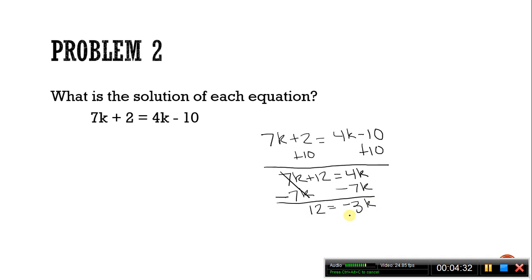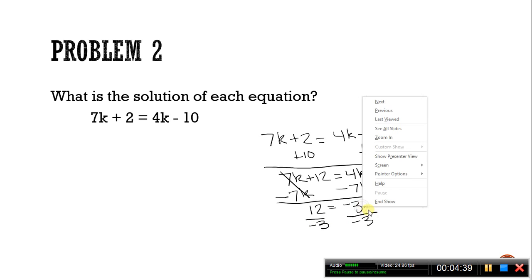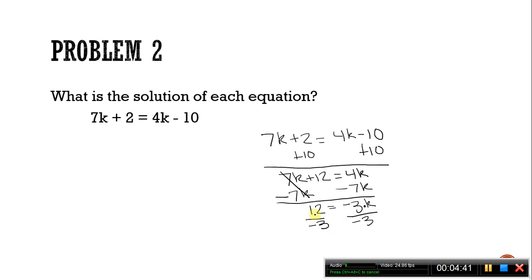Now, I need to get k alone. Divide by negative 3, because that's what multiplication right now is going in there. So once those cancel out, on the right hand side here, I'm going to get k. And here, 12 divided by negative 3 gives me a negative 4.